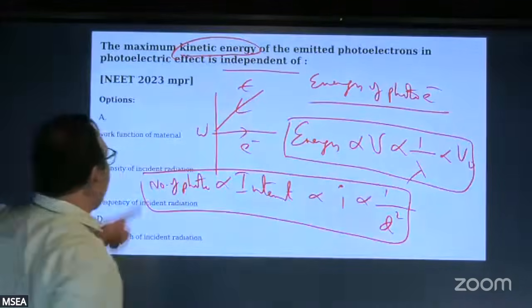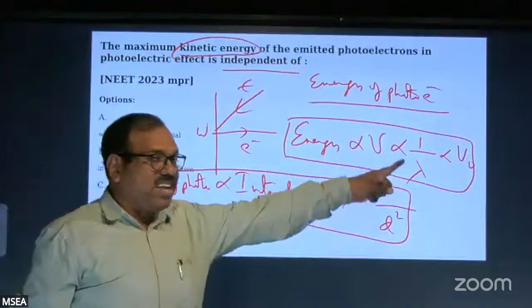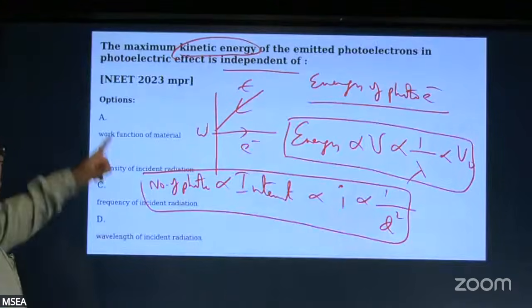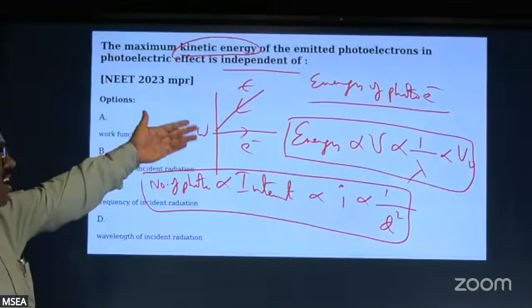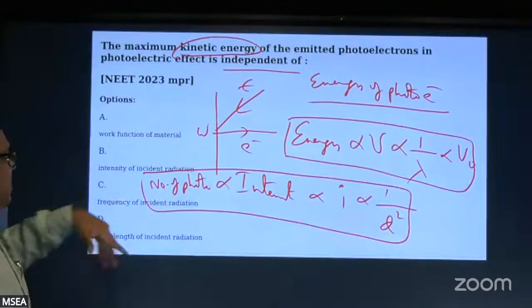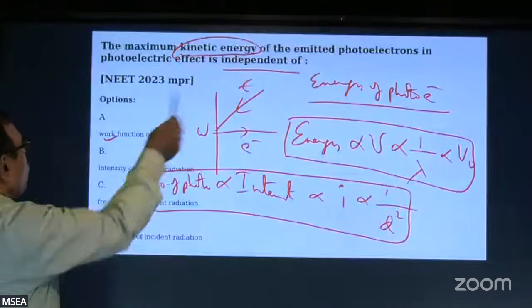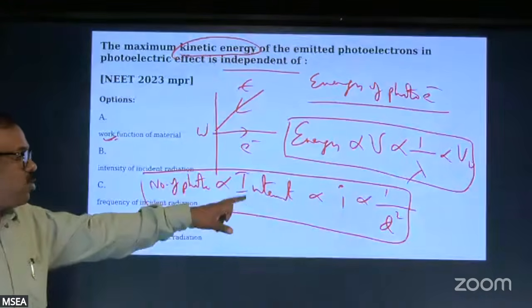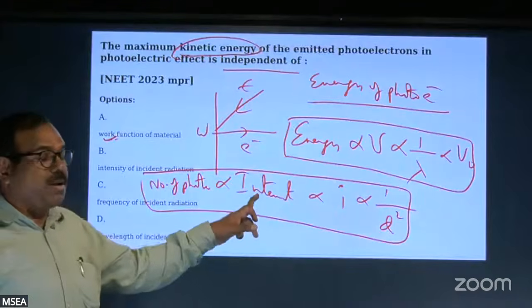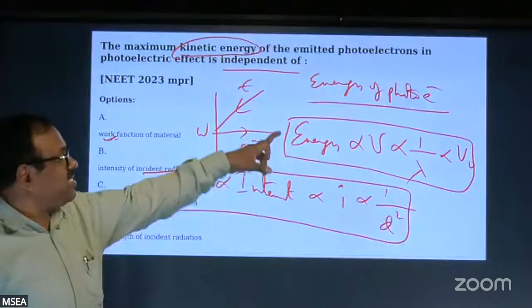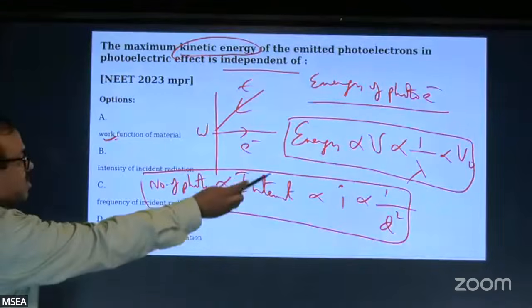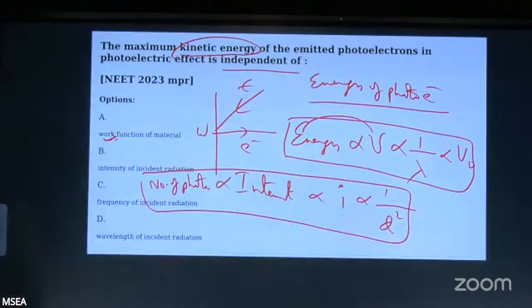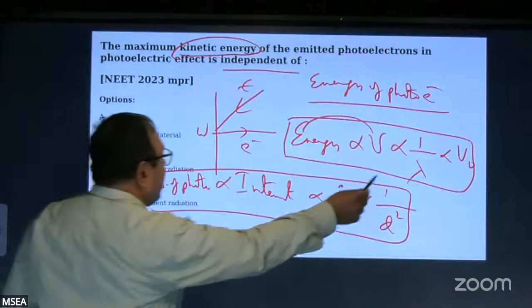And it is independent. Independent means what? Now look here: energy depends on frequency, wavelength, and stopping potential. Let us see. The work function of a metal: the kinetic energy is related to the work function, so it depends on that one. And also the intensity of incident radiation: the number of photoelectrons depends on intensity but does not depend upon the energy. And also frequency of incident radiation: yes, energy depends on frequency, on the work function, and also on wavelength.